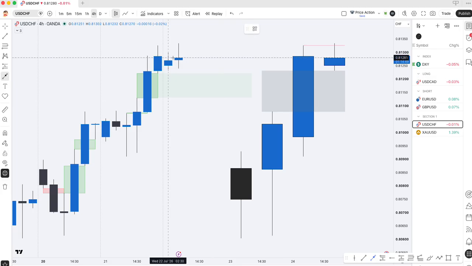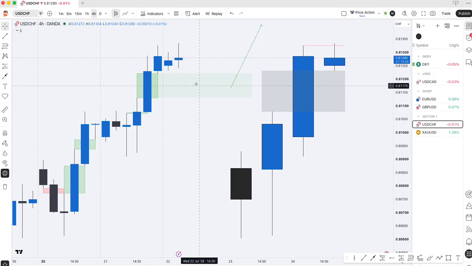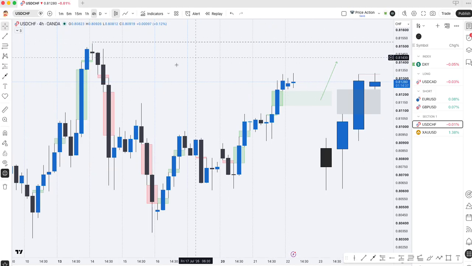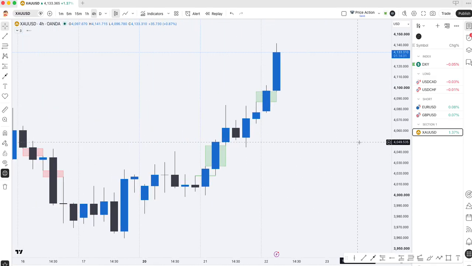So same as other pairs, we have a bullish fair value gap. We have a price reason for price to go to the upside. So just same as others. We have drawn liquidity. There's nothing in between. So bullish on this.